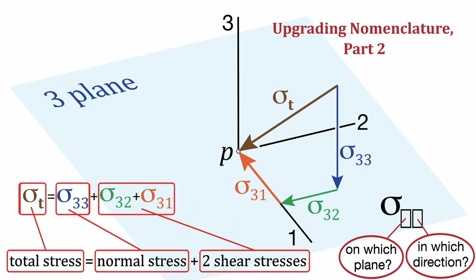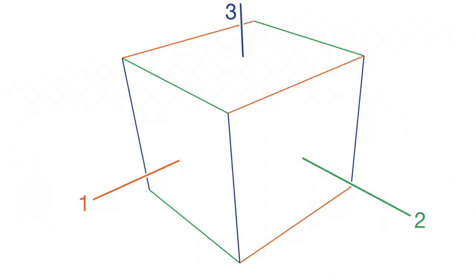So instead of X, we're going to use 1. Instead of Y, we're going to use 2. Instead of Z, we're going to use 3. So we have a 1, 2, 3 Cartesian coordinate system. And so we just make that substitution in all of our sigma subscripts. So sigma 3, 3 is the stress acting on the 3 plane in the 3 coordinate axis direction.